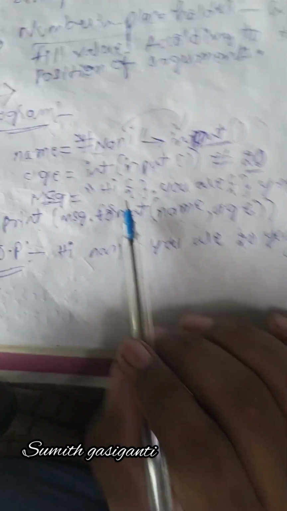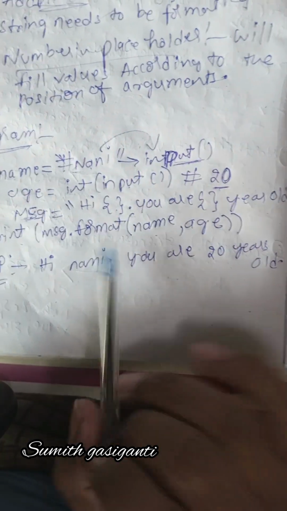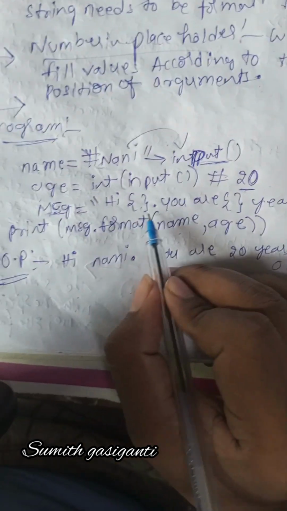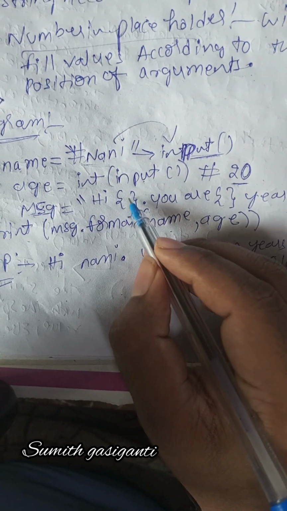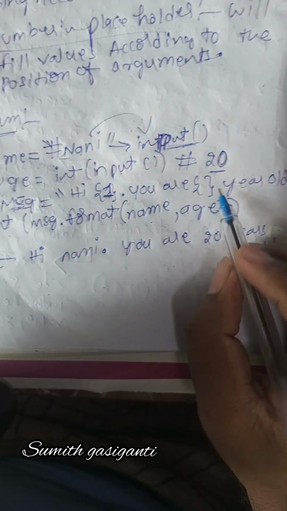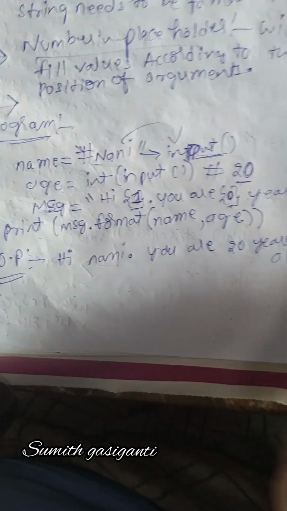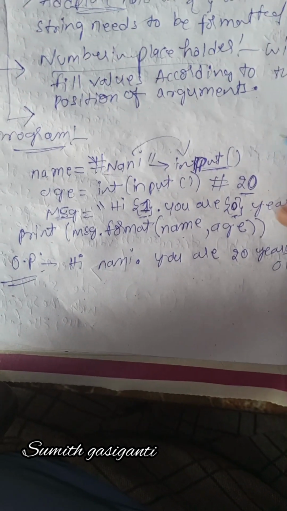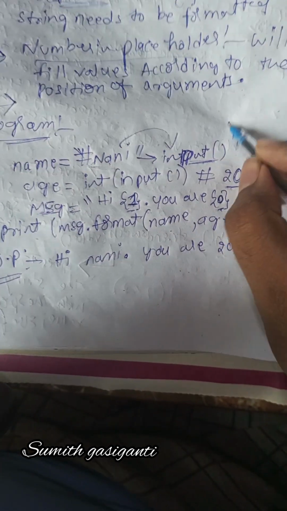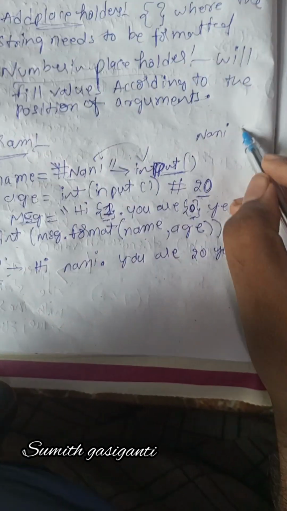Here you see, numbering placeholder means it will fill values according to the positions of arguments. So I am writing here 1, and here 0. I am giving numbering here. See, 1 in the sense, first what we have is Nani, second what we have is 20.